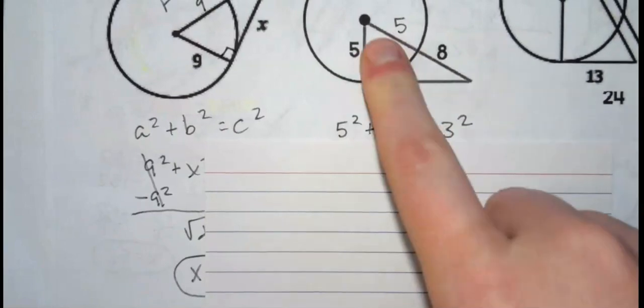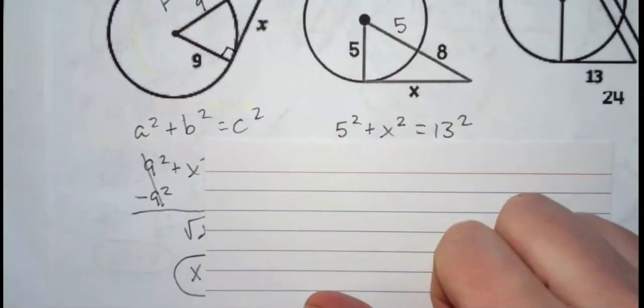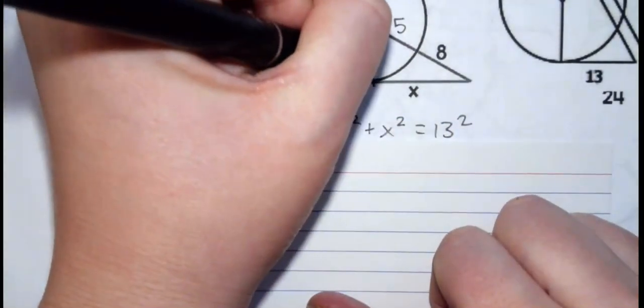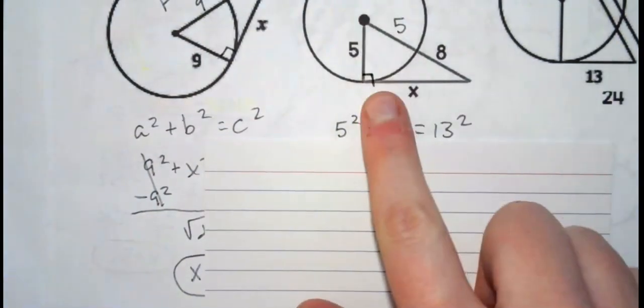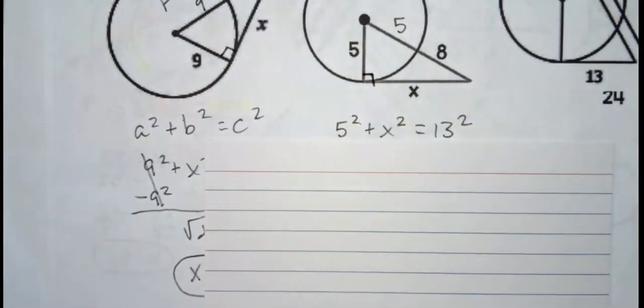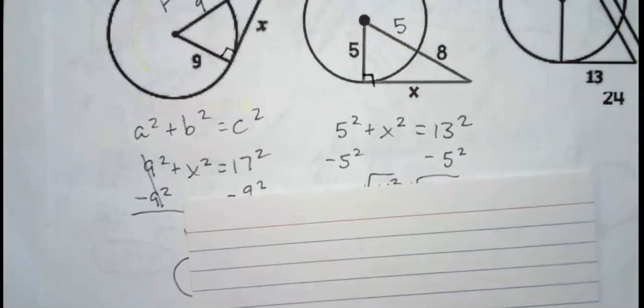How do I know 13 goes there? Because it is across from the right angle. How do I know where the right angle is? It is where the tangent line intersects with the radius. It's also just the one that looks like a right angle. That's, you know, another thing.